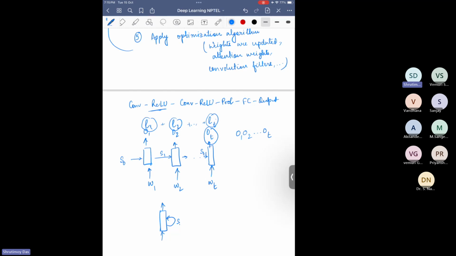Now we know that at each point the loss is a cross entropy loss, because we are just outputting a probability over the vocabulary, the size of the vocabulary that we have. So the total loss that you have to minimize is the sum of the cross entropy loss across all of these time steps.